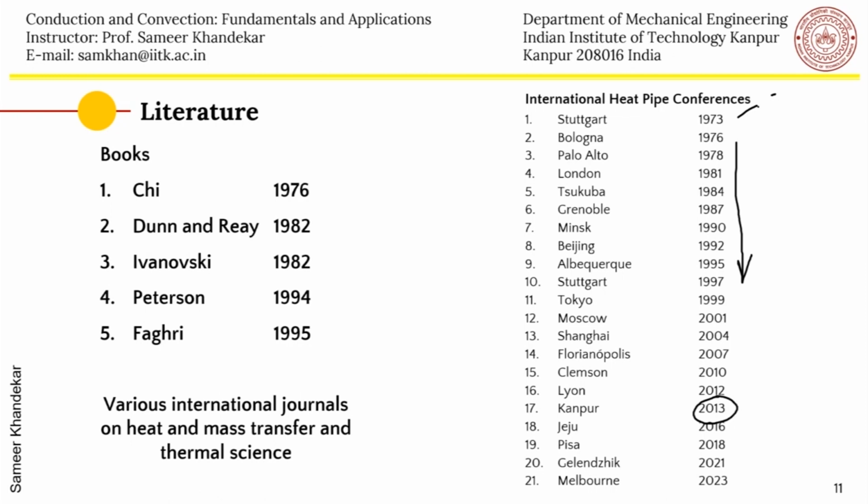Several books are available on heat pipe technology, starting from Dr. Chi's book in 1976, Dunn and Reay, Ivanovsky, Peterson, and Professor Amir Faghri in 1995. And then, of course, various international journals on heat and mass transfer and thermal science are replete with papers on passive two-phase thermal technologies like thermosiphons, gravity thermosiphons, conventional wicked heat pipes, loop heat pipes, capillary pumped loops, pulsating heat pipes, micro heat pipes, and other types of heat pipes.